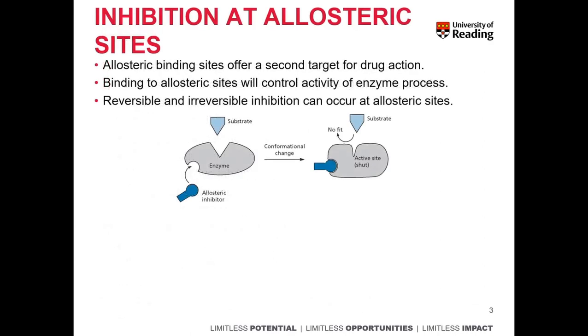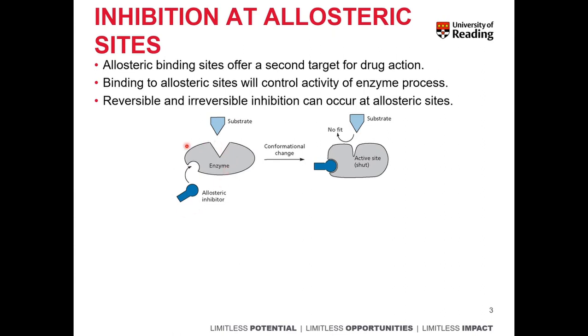Allosteric binding sites offer a second target on an enzyme where a drug can have its mechanism of action. Now, binding of a molecule to an allosteric site will allow complete control of enzymatic processes, and binding at allosteric sites can either be reversible or irreversible. So we can have reversible or irreversible inhibition at these sites as well as at the active site within the enzyme itself. So what is an allosteric binding site?